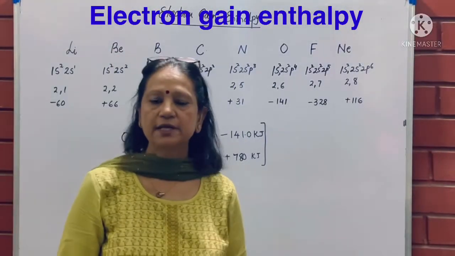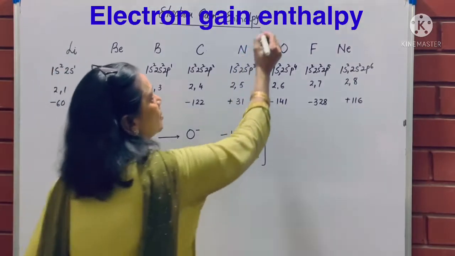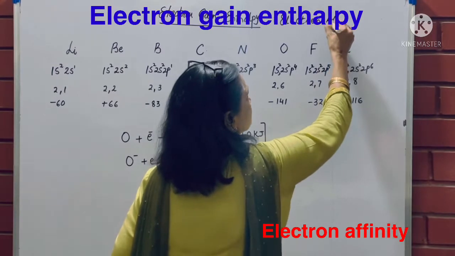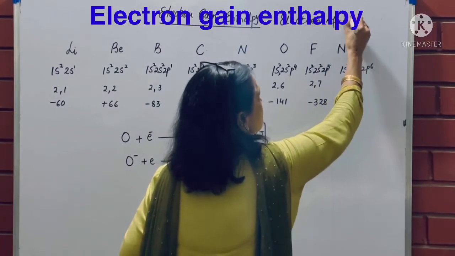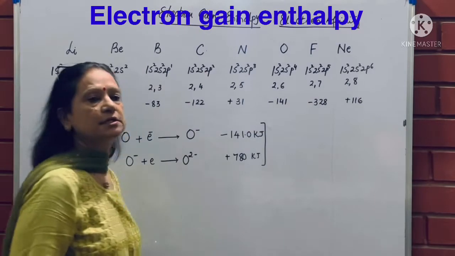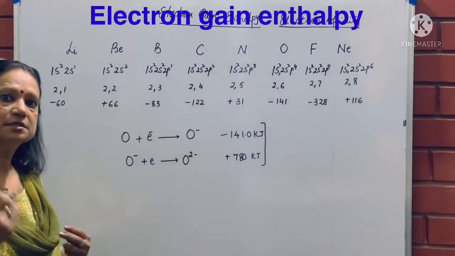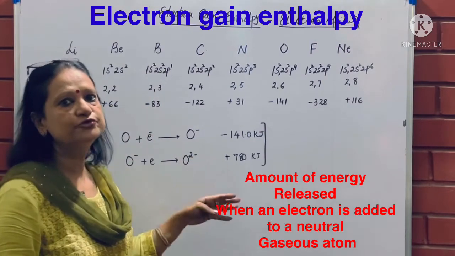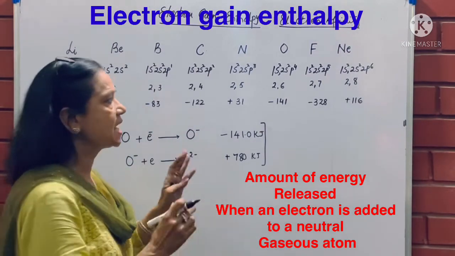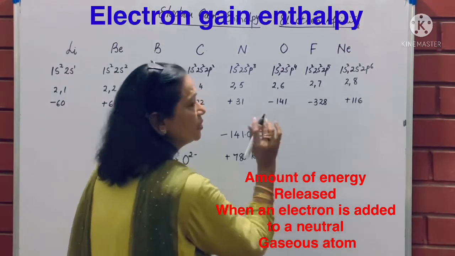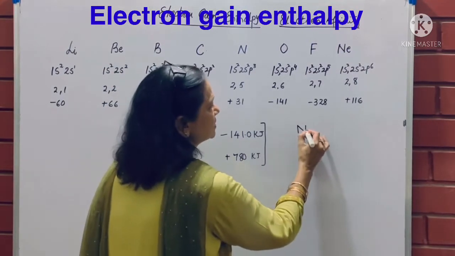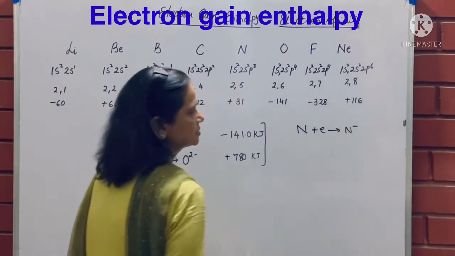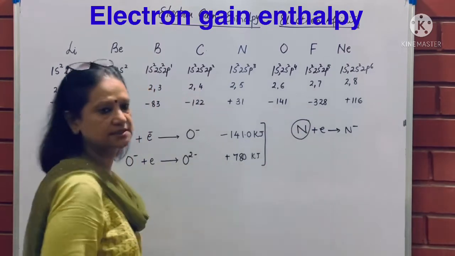The next periodic property is electron gain enthalpy or electron affinity. Electron affinity is the amount of energy released when an electron is added to a neutral gaseous atom. I am adding an electron to a neutral atom, say nitrogen, giving it one electron, and it becomes N minus. So this is a neutral gaseous atom.